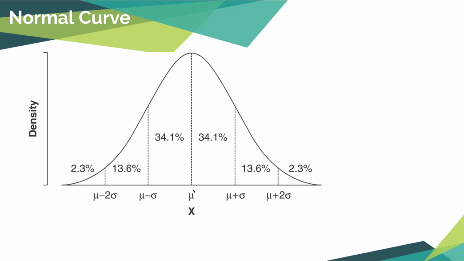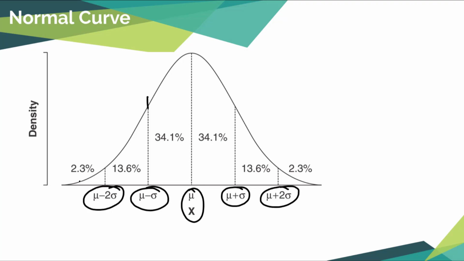So the midpoint is always mu. Up to this point is mu minus sigma. This is mu plus sigma. This is mu minus 2 sigma. This is mu plus 2 sigma. And this is mu plus 3 sigma, mu minus 3 sigma. So there are certain properties that I will not go in depth into, but roughly 68% or approximately 69% of your data will fall within the range mu minus sigma and mu plus sigma, right?